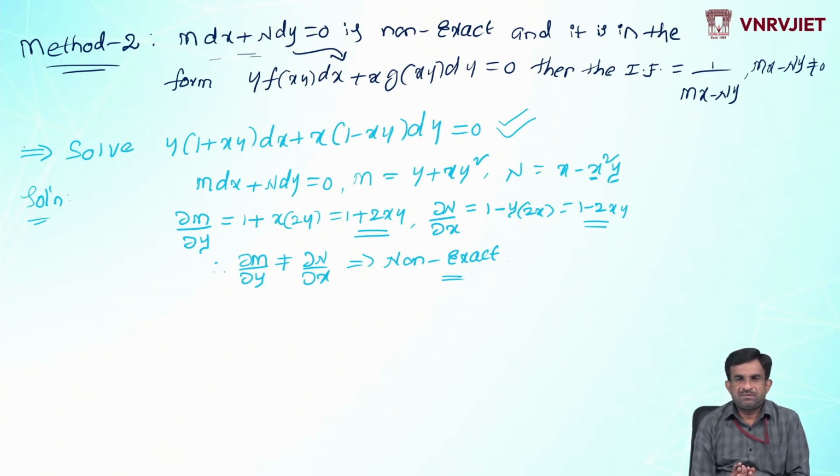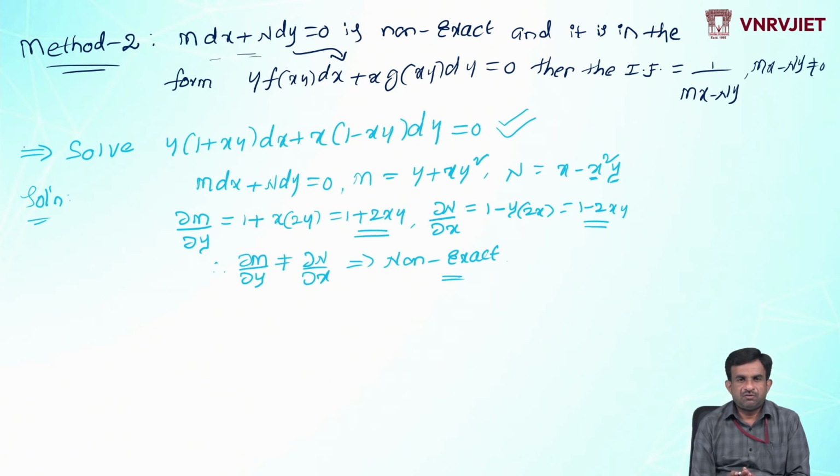So we have to identify M and N, and differentiate M and N partially with respect to y and x respectively. Then if both are equal, using the standard general solution formula, we can find the solution, whatever form it may be. Whether it is homogeneous or the standard form, you can directly write the solution. Okay, so whenever the differential equation is non-exact, again we have to stop it for 1 minute.